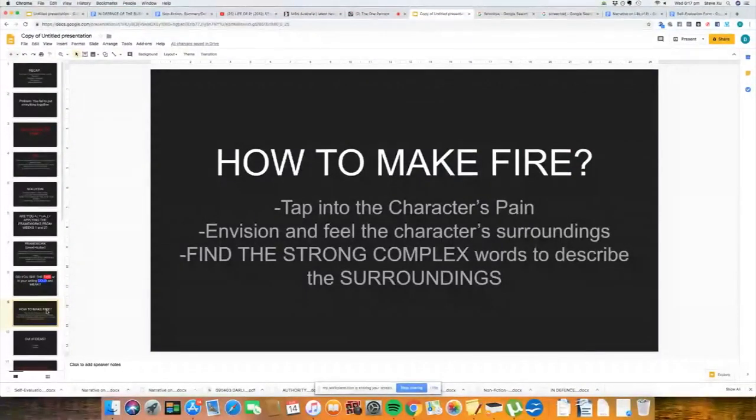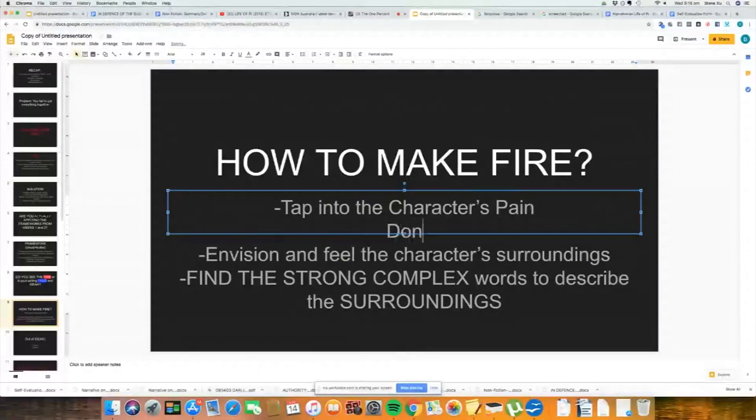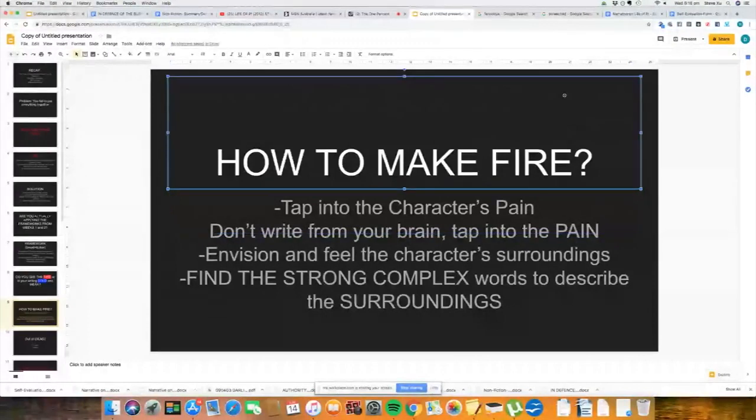Let's start off with the following thing. So number one is we need to tap into the character's pain. A lot of you are still kind of writing from your brain. Don't write from your brain, tap into the pain. Can you guys write that down? Don't write from your brain, tap into the pain. Who understands what I mean? In other words, I don't want you to think too much when you're writing. I want you to just tap into the character's pain and communicate that on paper.